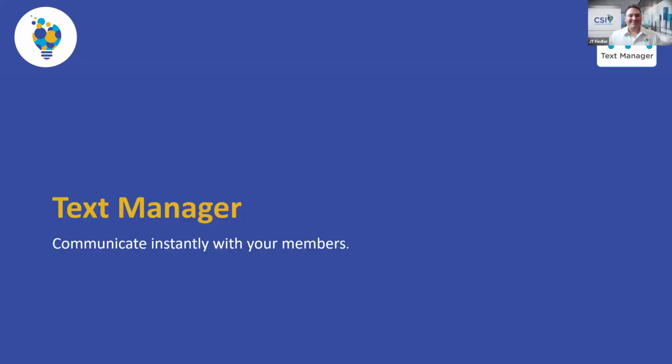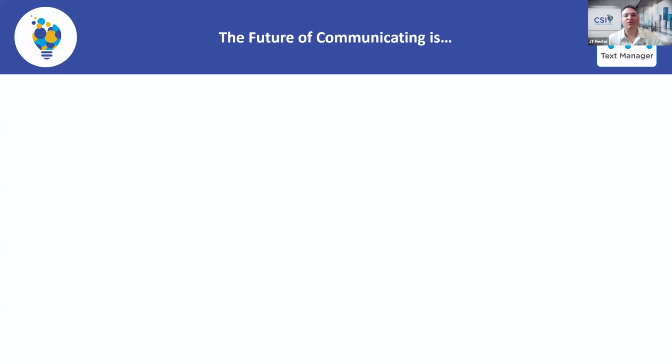All right. Well, that is iEmail Cloud, the integration between Outlook and iMIS. So now we're going to shift to a different member engagement channel, and this is going to be Text Manager. Text Manager allows you to easily and effectively communicate instantly with your members. So I like to say that the future of communicating is through texting.